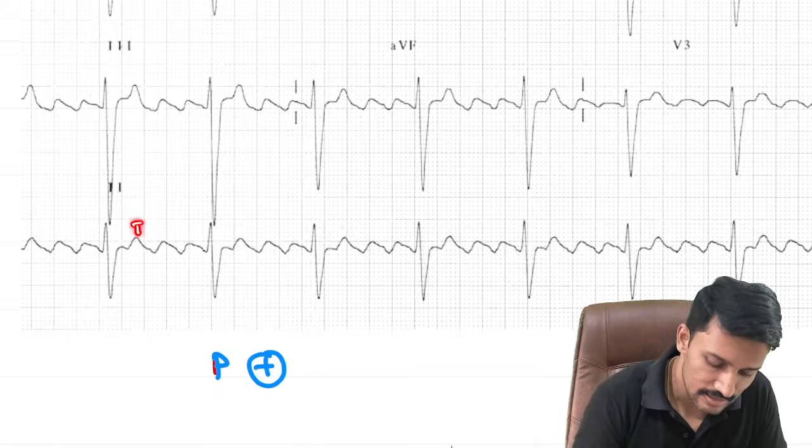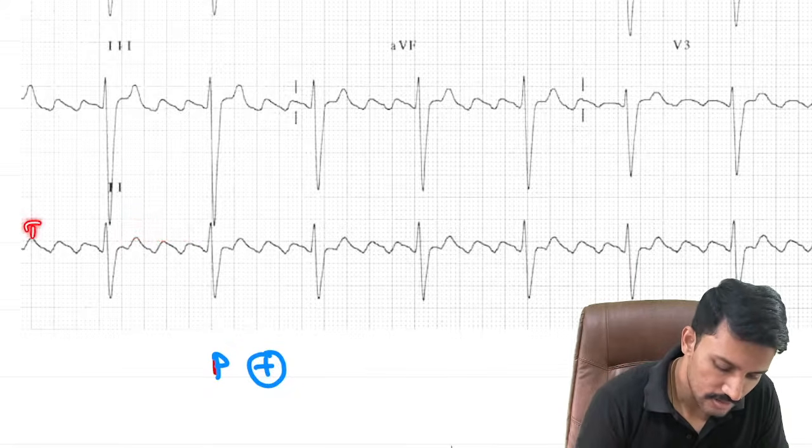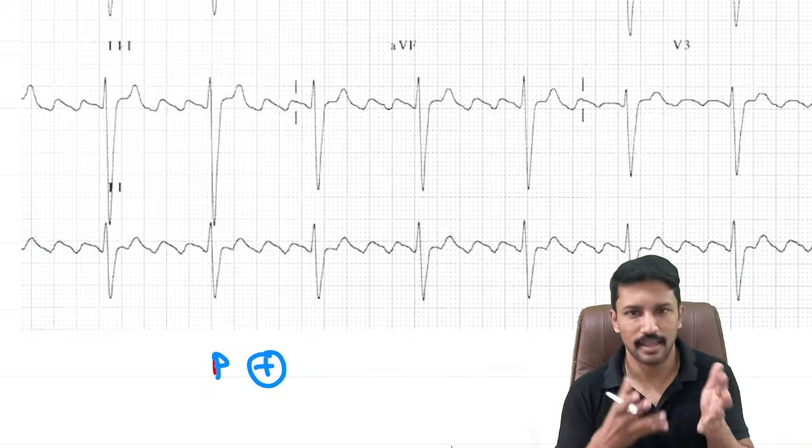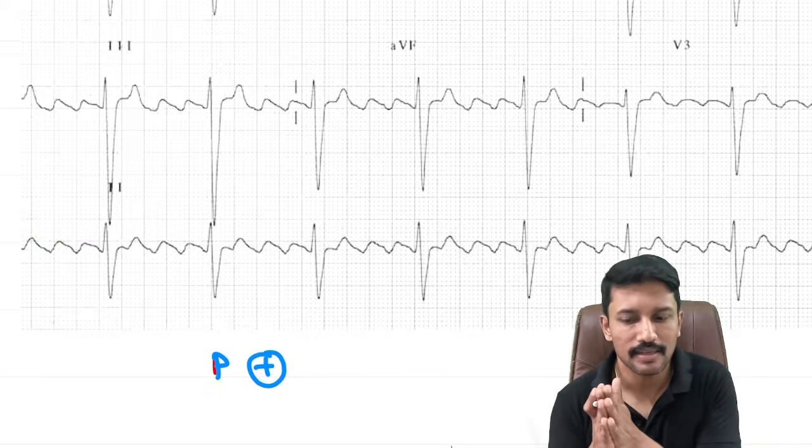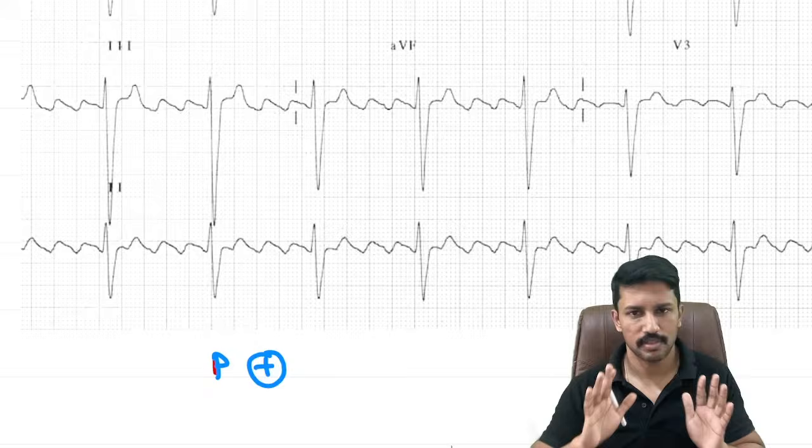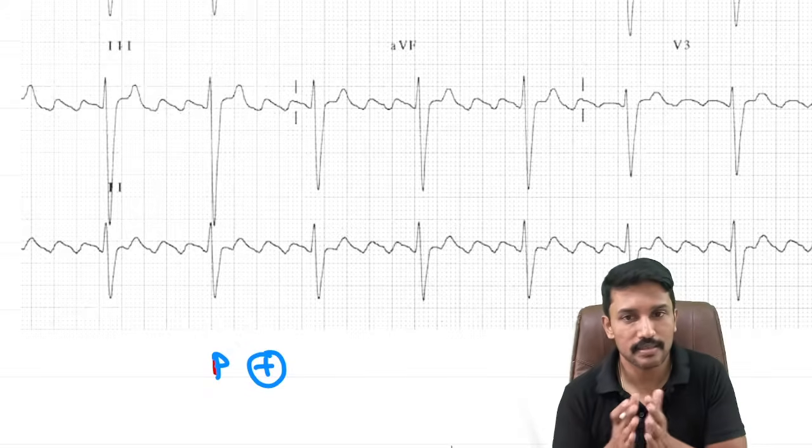If I label this as T, what are the remaining things? If this is T, what are these? Of course, I have to call them P waves. So P waves are present. But then why is it not sinus rhythm?